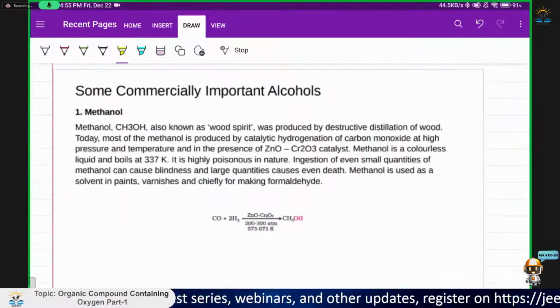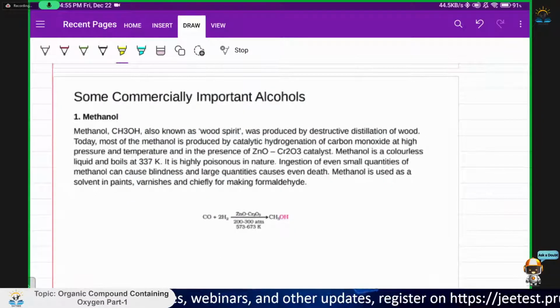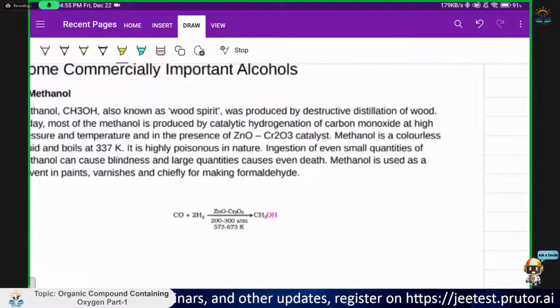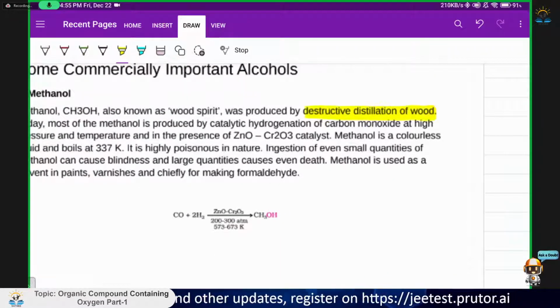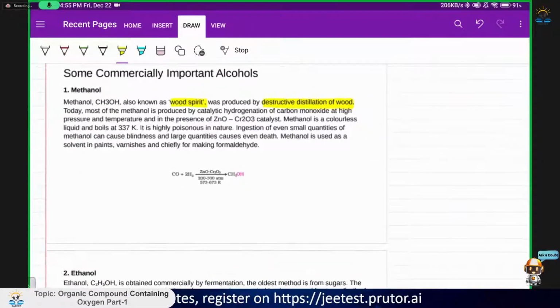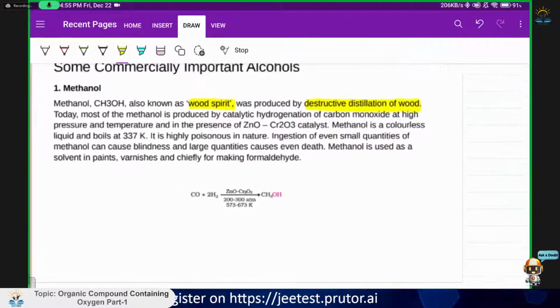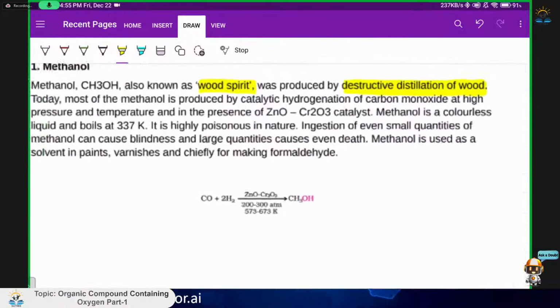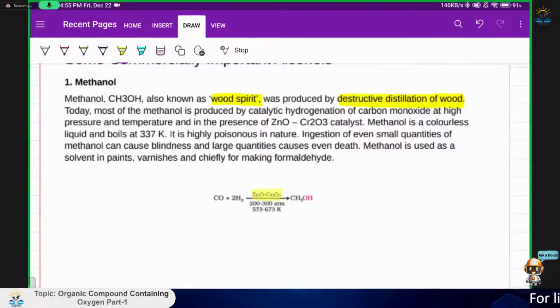Now some important alcohols. First, methanol. Methanol is prepared by destructive distillation of wood, so it is also known as wood spirit. But today, most methanol is produced by catalytic hydrogenation of carbon monoxide at high pressure and temperature in the presence of zinc oxide-chromium oxide catalyst, 200 to 300 atmosphere pressure and 573 to 673 Kelvin. We get methanol as the product.